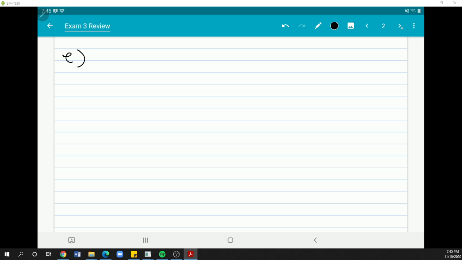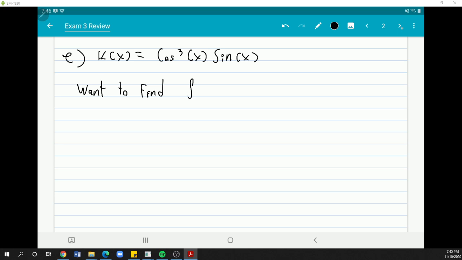E, we have k of x is equal to cosine cubed of x times sine of x. And again, we want to find antiderivatives. So here I'm going to rewrite this as an integral because we have the technology to do that now. Cosine cubed x sine of x dx.